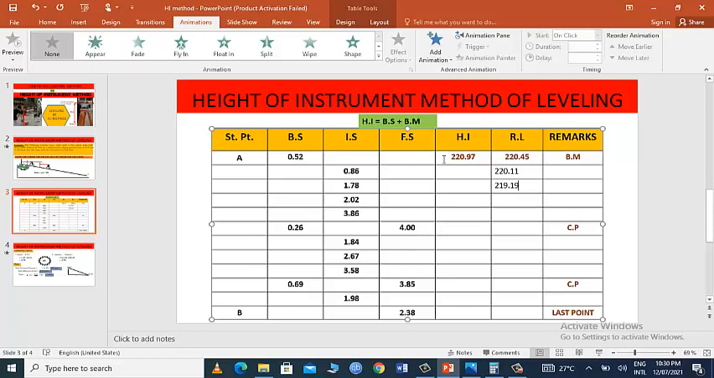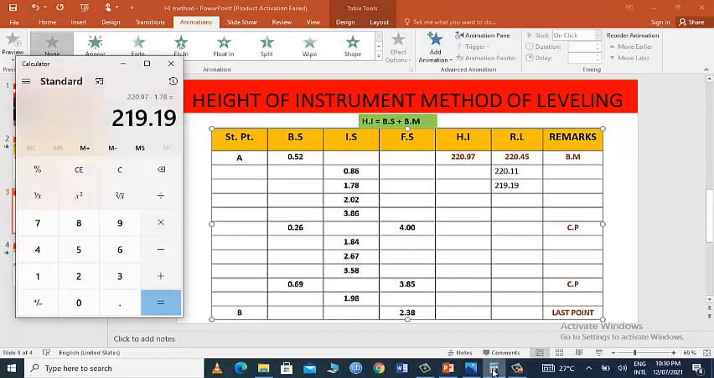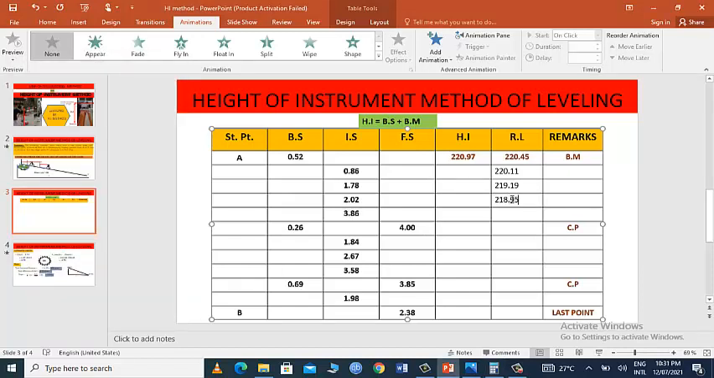Similarly, for this value we will subtract 2.02 from 220.97. We will get 218.95. Similarly, to get the reduced level of this point, we will subtract 3.86 from this HI. We will get 217.11.